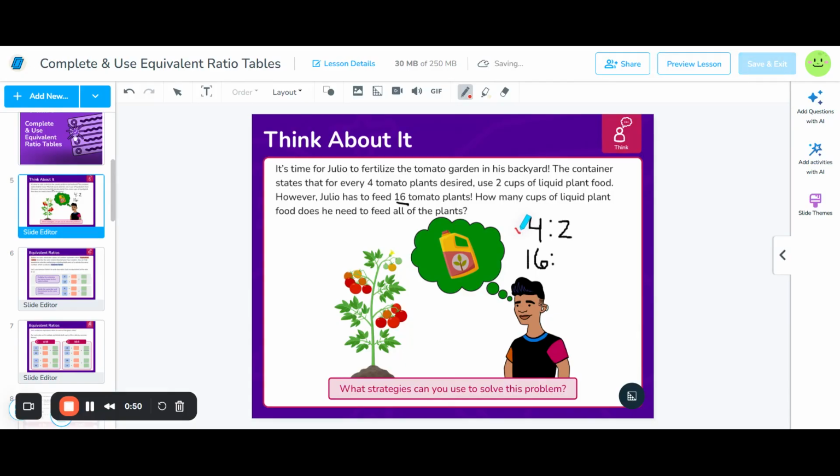So we're thinking 4 times 4. Then we need to do that same calculation over here. Since 4 times 4 is 16, we need this to have the same ratio. So this is going to be 2 times 4, and 2 times 4 is 8. So that's how much plant food he needs for his plants. You can see that 4 compared to 2 is the same ratio as 16 compared to 8. 2 is half of 4, 8 is half of 16.